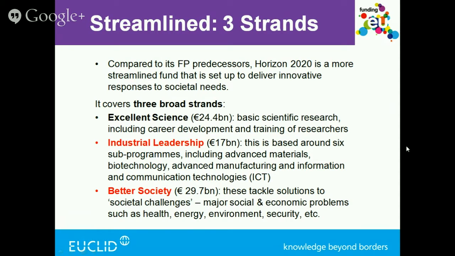Do bear in mind that what we have had so far is opportunities for the first 2 years. The opportunities for 2016, 17, 18 have not yet been announced, as far as I'm aware. When they are, there may be slight changes in this, and there may be other opportunities for arts, culture, heritage, creative industries. So those are the 3 strands. We're going to focus on 2: industrial leadership and better society.